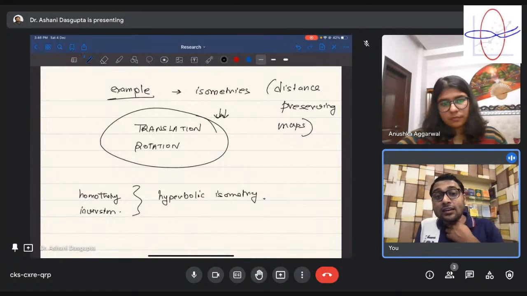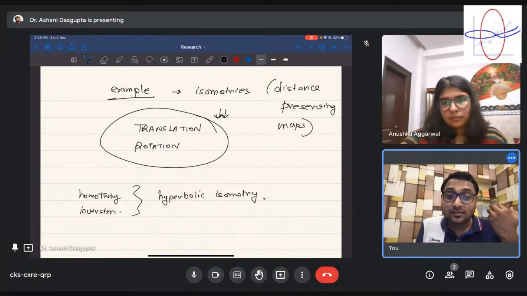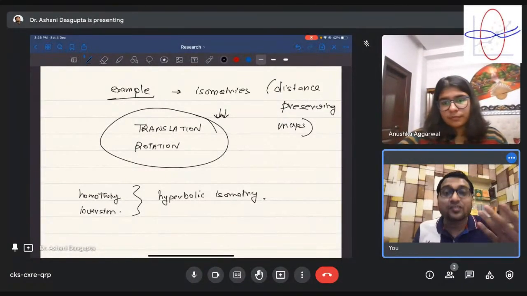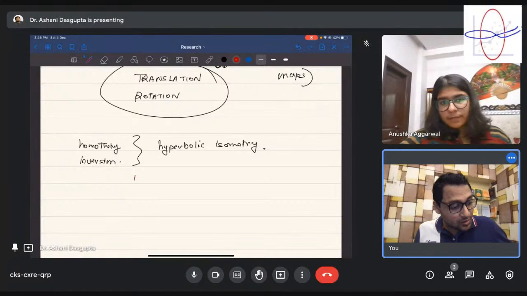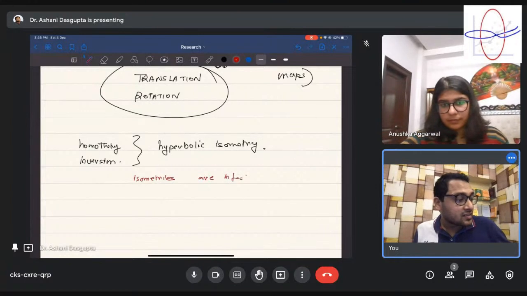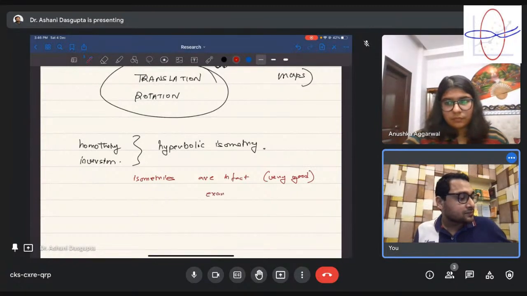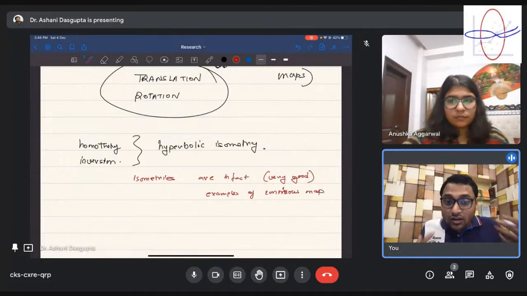Now the point is, Anushka, that these isometries also happen to be continuous maps. Isometries are actually examples of continuous maps. They are very good examples, in fact. So isometries are, in fact, very good examples of continuous maps. And you can easily sort of visualize it.